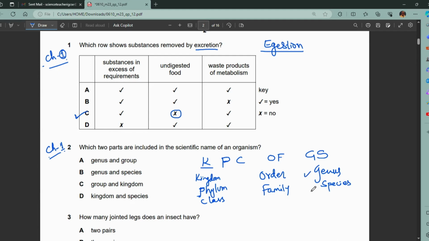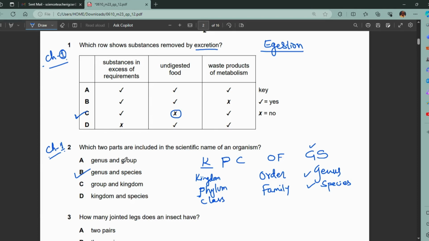In a scientific name, you have these two very important things. The first one is always in a capital letter. Genus is always in a capital. Species is in italic form in a small lowercase, right? So this one is an option. Do we see that? No. King, group and kingdom cannot be. Kingdom and species, no. Where is the option? So the correct answer is genus and species, right?